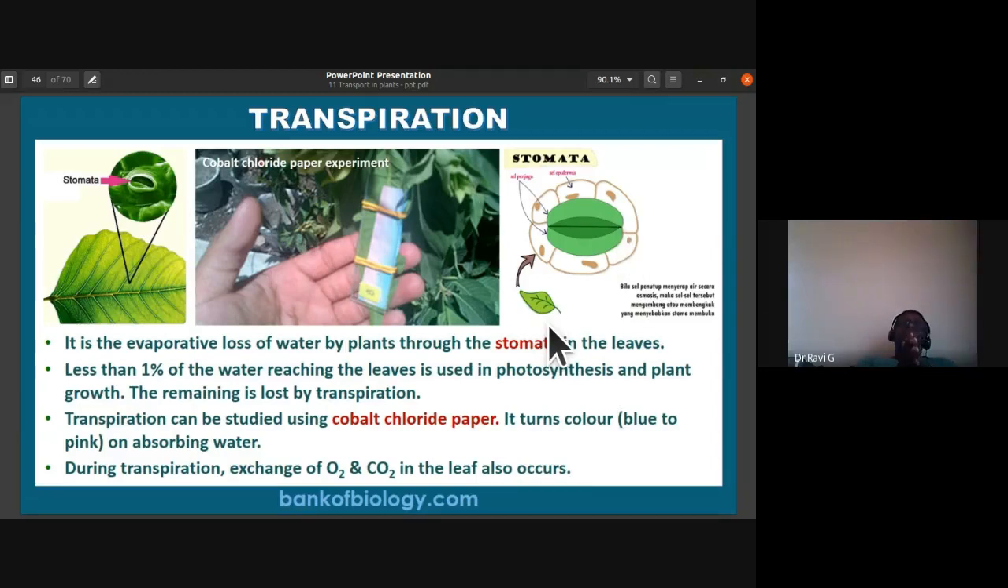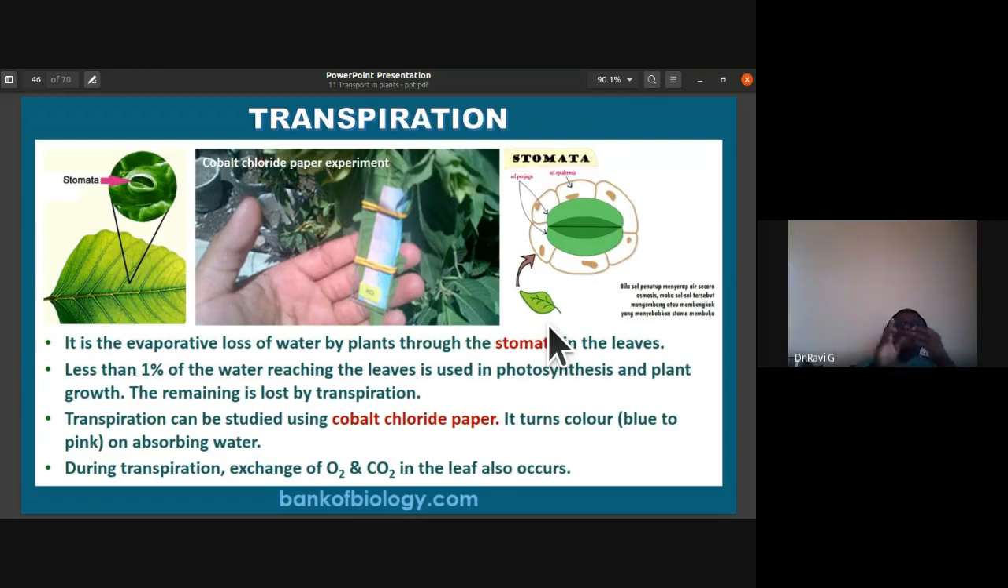So in majority of the plants, except for CAM plants, the stoma is open during the daytime and closed during the night time. Okay. Except for CAM plants, the crassulacean acid metabolic plants, like those found in Kalanchoe, which has leaf buds. So these plants are called CAM plants.